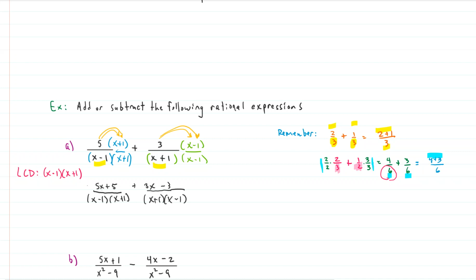Now we have a common denominator, which is x minus 1, x plus 1. And we can simply add the tops. So all of this is going to be over the common denominator of x minus 1, x plus 1. And we have 5x and 3x, which give us 8x. And we have 5 minus 3, which is 2.